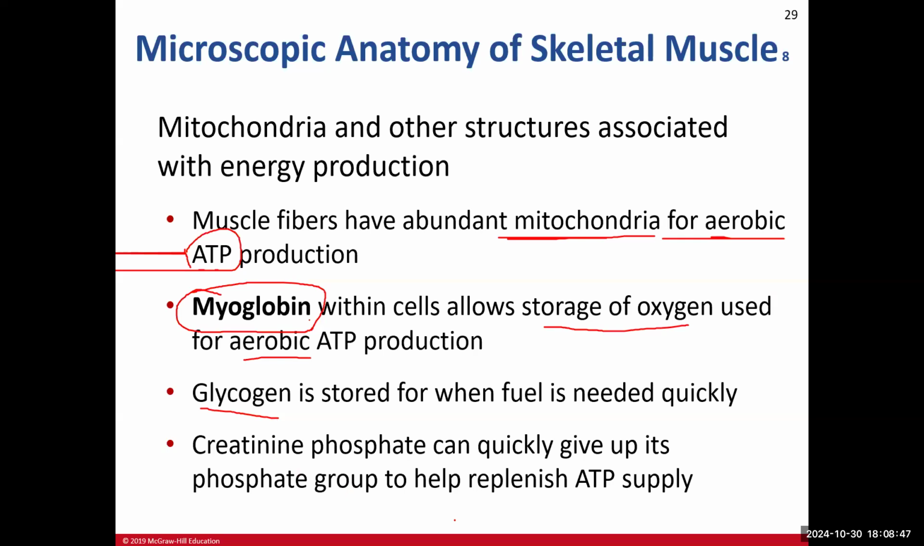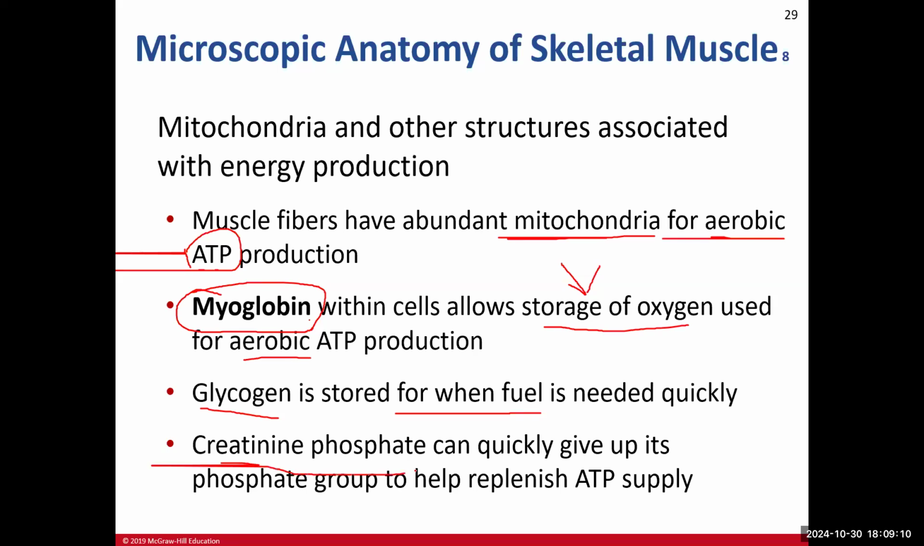So we use glycogen for the fuel to make ATP aerobically. And guess what? Our myoglobin helps us to do that because it has that stored oxygen there. That's cool. And then we've got another thing that we're going to add in here called creatine phosphate.